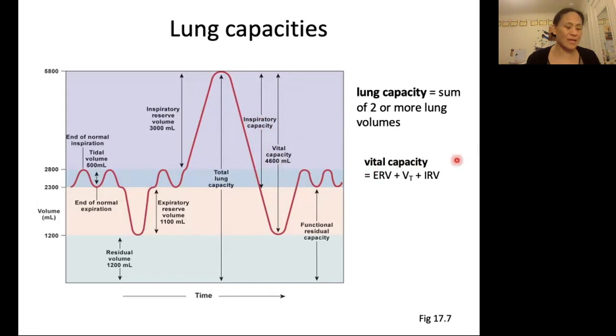I would like you to take a moment now and think about this question. How would you express this conceptually? What does vital capacity represent conceptually? Take a few moments to think about that. Hopefully you figured out that vital capacity represents the total volume of air that you're able to breathe in and out, that can be inspired or expired.